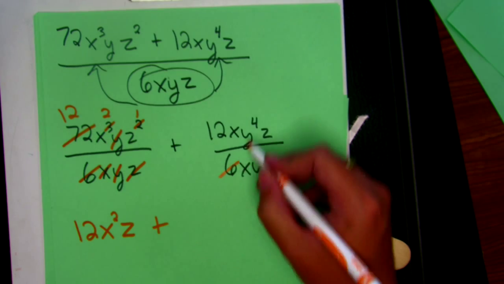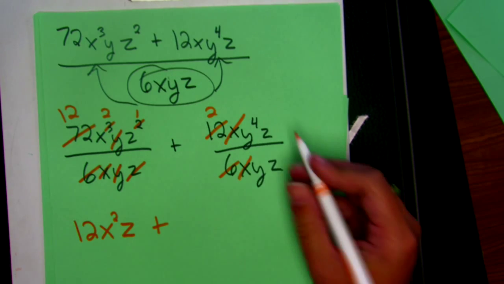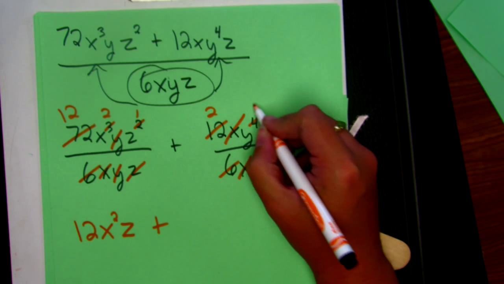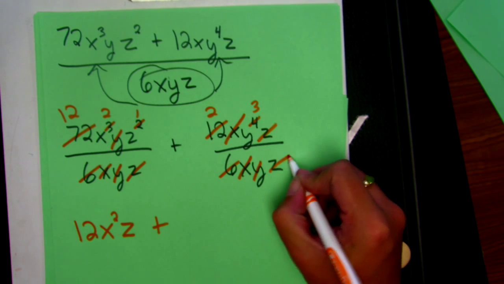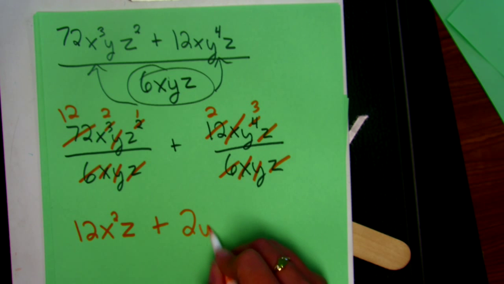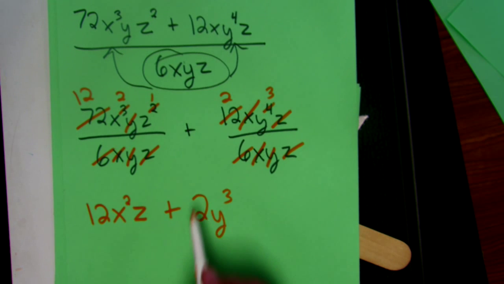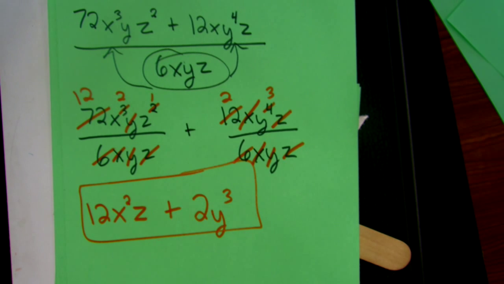Over here, this 6 goes into 12 twice. The x's cancel completely. This y cancels one of those y's, and our z's cancel completely, leaving us 2y cubed. You see if anything can combine, nothing can combine, so this is our final answer.